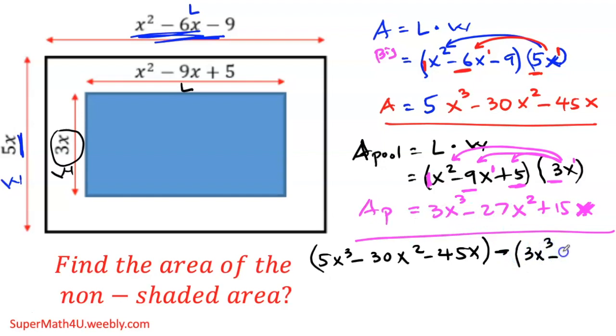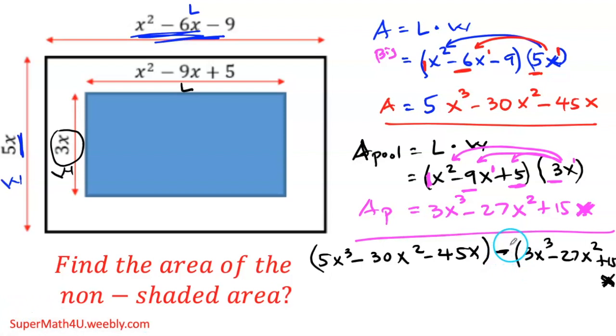3x cubed minus 27x squared plus 15x. Oops, it didn't fit. Okay? So let's subtract this. Now, in the previous video, I showed you to be careful with that negative. When you have a negative in front of parentheses, you have to distribute that negative. So let's do that first.